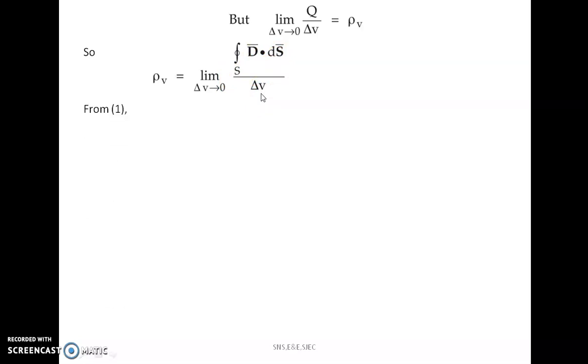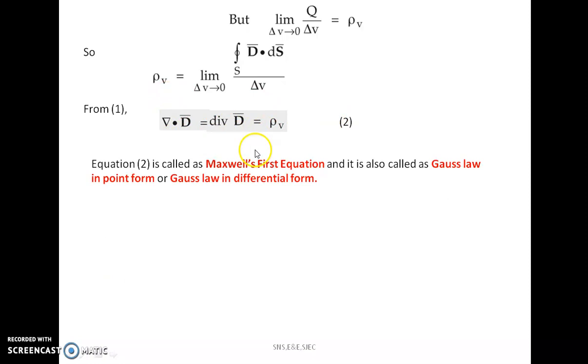Now comparing this with the first equation, I can write del dot D is equal to rho V. So the divergence of D is equal to rho V, the volume charge density. This equation is called Maxwell's first equation. That is, del dot D equal to rho V is called Maxwell's first equation.